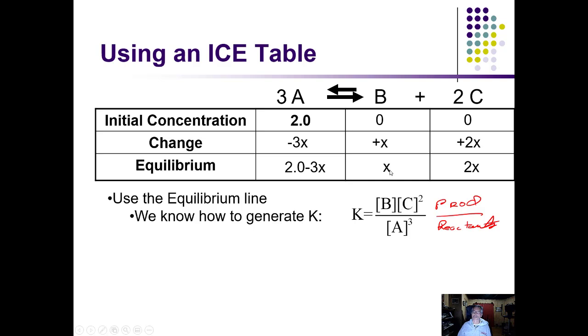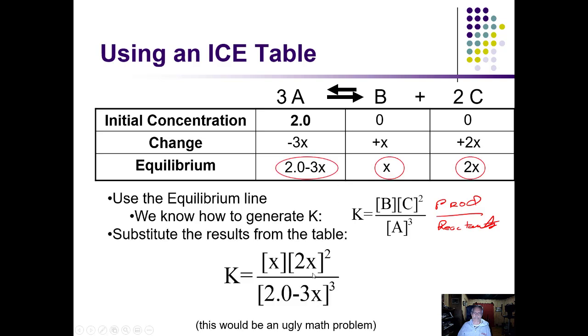Then what we do is for B, we substitute x. For C squared, we substitute 2x. For A, we substitute 2.0 minus 3x, and we come up with this expression. Yes, we square the 2x because that is the representation of the equilibrium concentration of product C. All right, yes, we cube 2 minus 3x because 2 minus 3x is the representation mathematically of the concentration of reactant A at equilibrium. Now, this would be a particularly ugly math problem, so we're going to find ways to simplify.